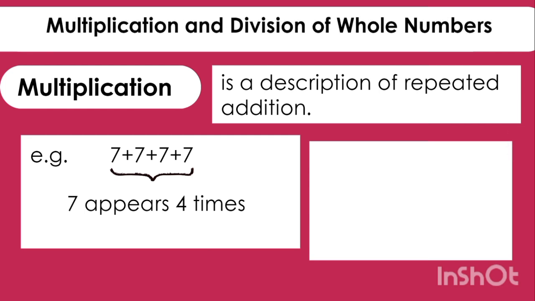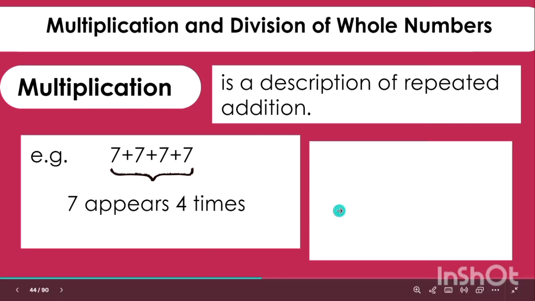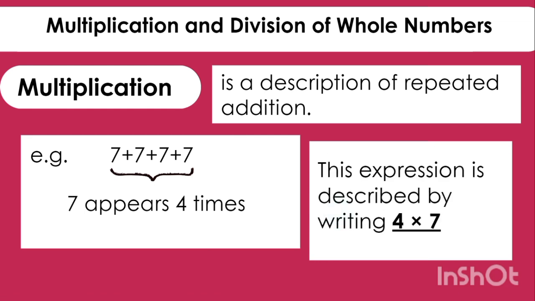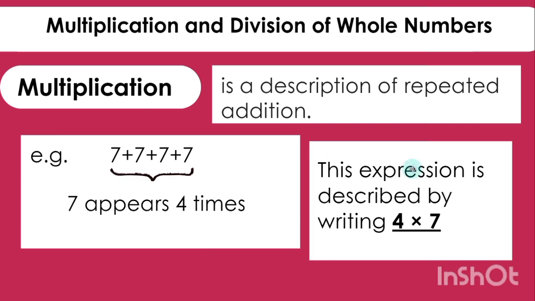So multiplication is a description of repeated addition. Like 7 plus 7 plus 7 plus 7. So 7 appears 4 times. So the expression will be 4 times 7 because 7 will be added 4 times. And what will we get?